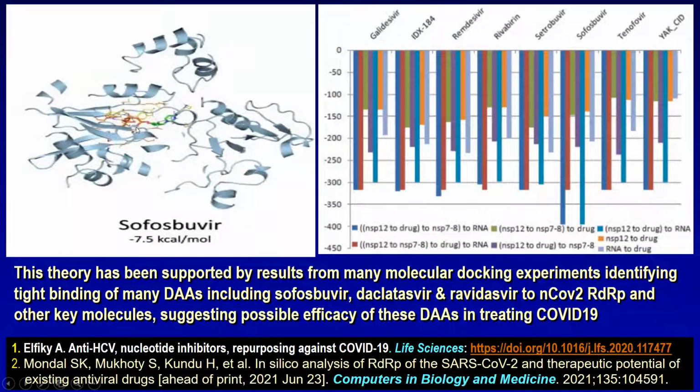And this figure depicts the high binding affinity of sofosbuvir to the polymerase enzyme by the docking experiment. And also this study by Mondal et al. shows that sofosbuvir exhibits the highest binding affinity to the non-structural protein 12 and to non-structural protein 7 and 8 and RNA of the coronavirus 2.